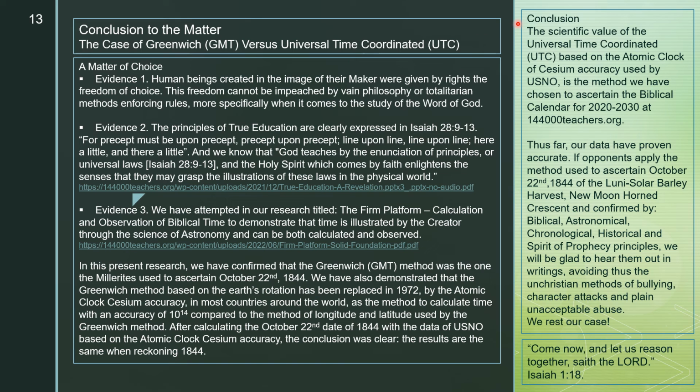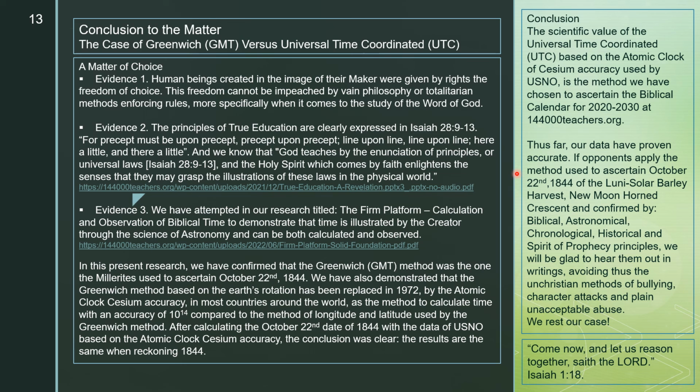Conclusion: the scientific value of the Universal Time Coordinated UTC based on the atomic clock of cesium accuracy used by USNO is the method we have chosen to ascertain the biblical calendar for 2020 to 2030 at 144000teachers.org. Thus far, our data have proven accurate.